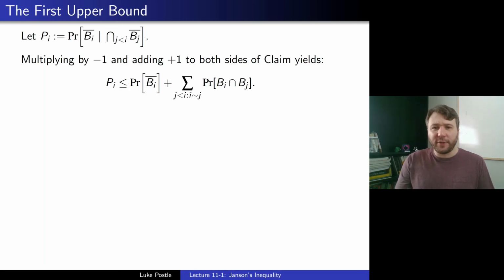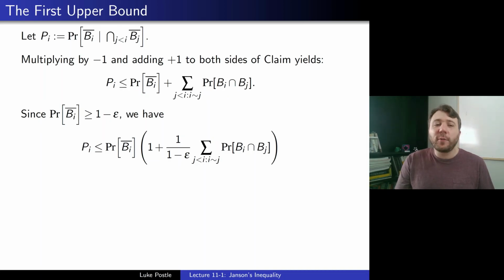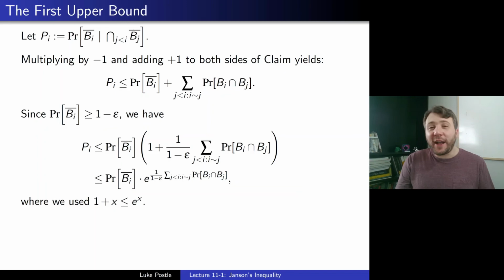And we're interested really in the product of the p_i's. So we'll do a slight trick here. Since the probability of not B_i is always at least 1 minus epsilon, and this is where we're using the fact that each B_i had probability at most epsilon, we have that p_i is at most the probability of not B_i. We're going to bring that term out now and write the rest as 1 plus 1 over 1 minus epsilon times this sum of these probabilities. So that's a nice trick: the probability of not B_i isn't really much, so at an expense of a 1 minus epsilon factor, we can fold it in as a multiplicative factor instead of an additive one. Then we'll use the fact that we can always upper bound 1 plus x by e to the x. So we'll write that second term upper bounded by e to the 1 over 1 minus epsilon times the sum of these pairwise probabilities.